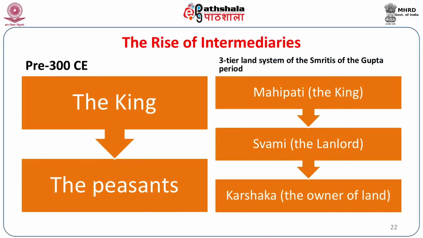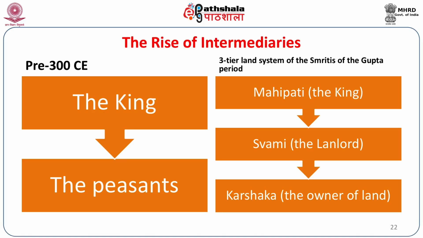Now, this is a chart showing the rise of intermediaries. The column to the left shows the condition in the pre-300 CE period. There were only two stages, the king and the peasant. So, there was a direct relationship between the king and the peasant, there was no intermediary.